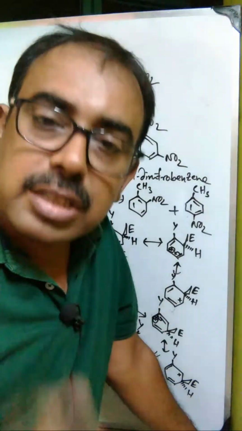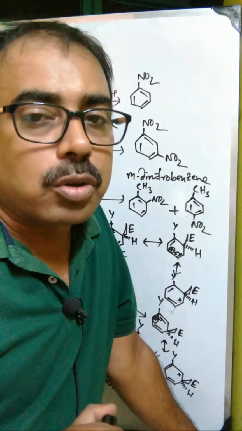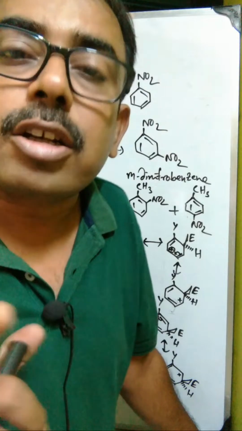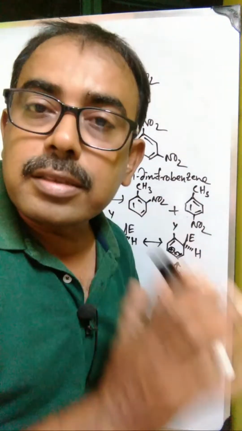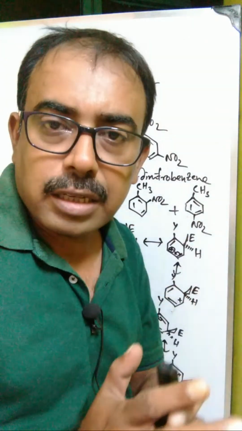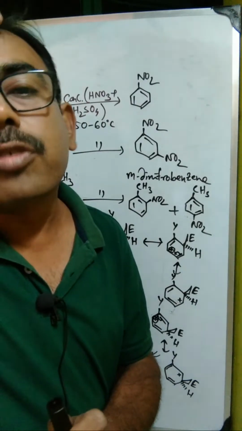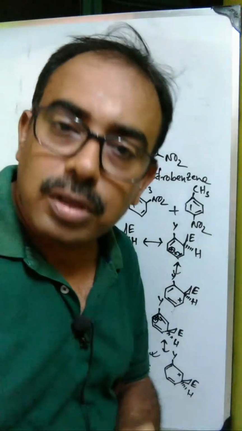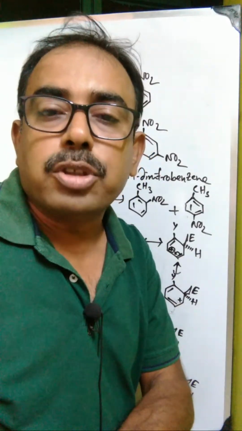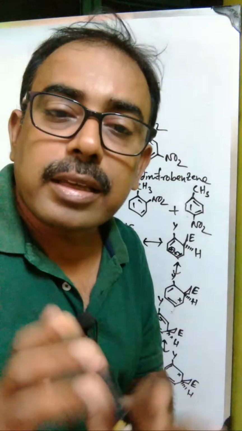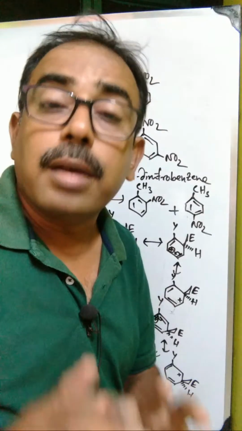That is why it is meta orienting, and since CH3 has a plus I inductive effect, it is ortho-para orienting. So that is the conclusion. You have to remember that if the substituent present has a plus I inductive effect, then in the electrophilic substitution reaction, a mixture of ortho and para isomers will be formed. That is, the incoming electrophile will go to the ortho and para positions separately, and if Y has a minus I inductive effect, then the incoming electrophile goes to the meta position.